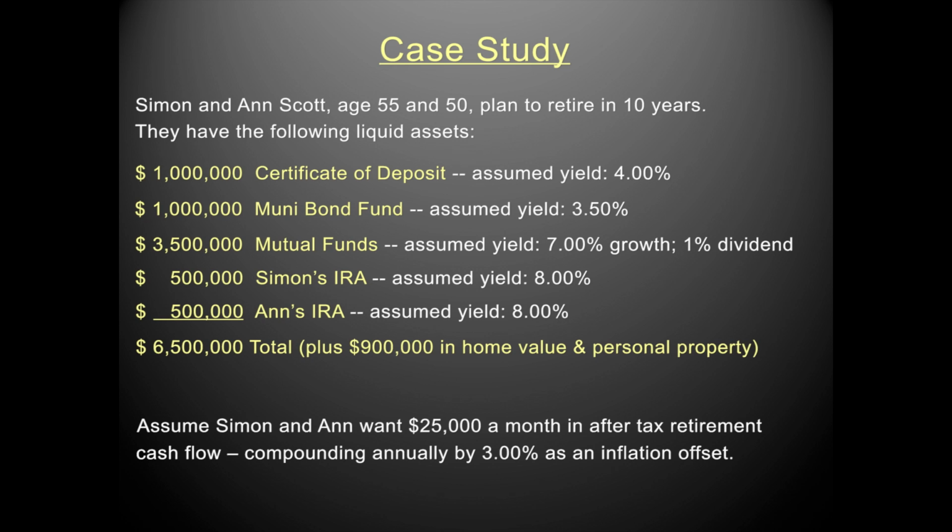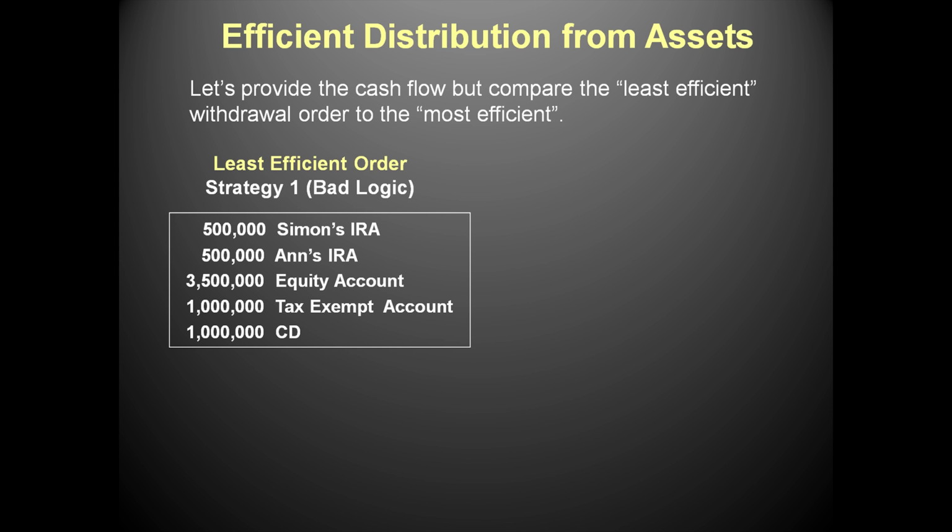Imagine that it's the first day of their retirement. They need to withdraw $25,000. From which account should they take it, and does it make any difference? You bet it does. Let's initially look at what we call strategy 1, bad logic. Taking the money sequentially, first from Simon's IRA, then from Ann's, then from the equity account, then from the tax-exempt account, then from the CD, exhausting each one till you move on to the next.